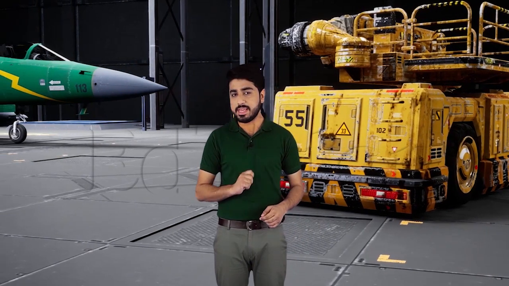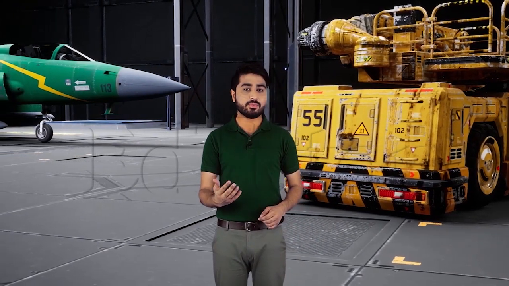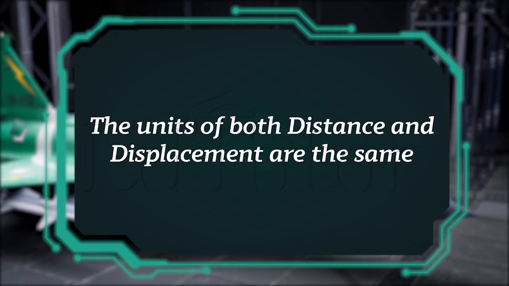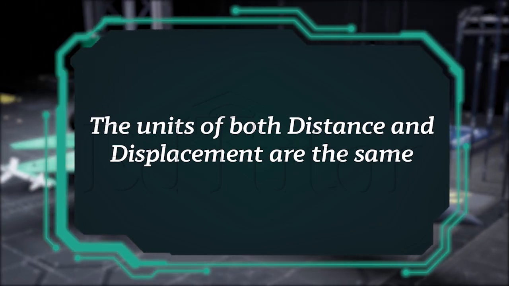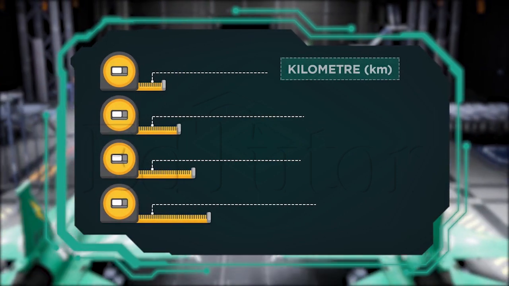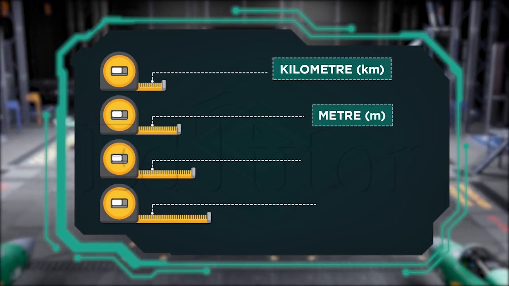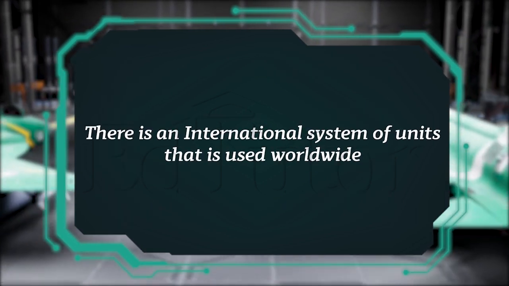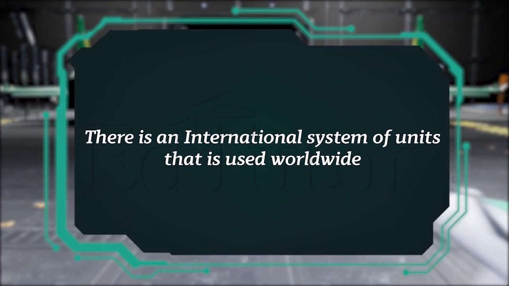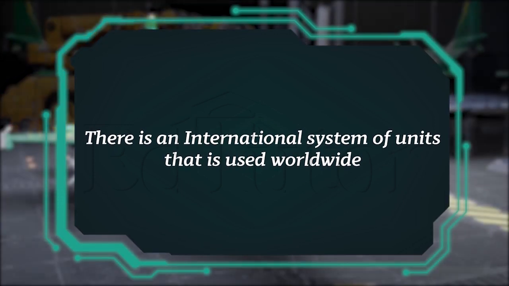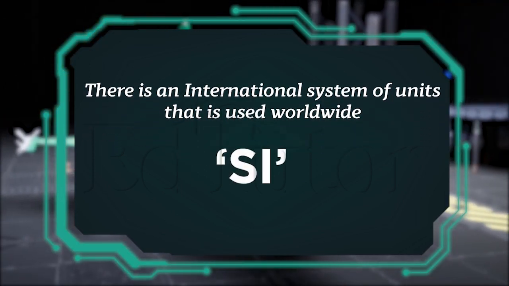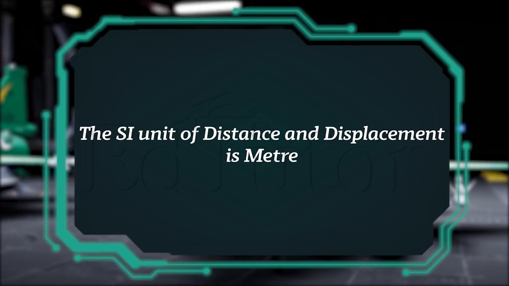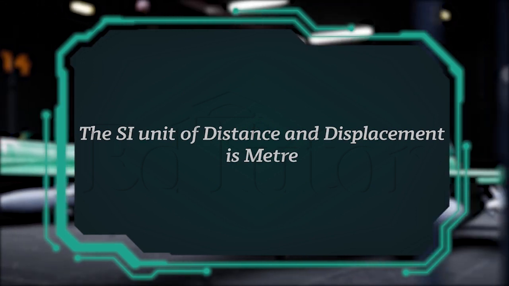Now that you have understood this, let's move on further. First of all, remember that the units of both distance and displacement are the same. Their units are kilometer, meter, inches and feet. There are other units as well. There is an international system of units used worldwide. It is represented as SI. The SI unit of distance and displacement is a meter.